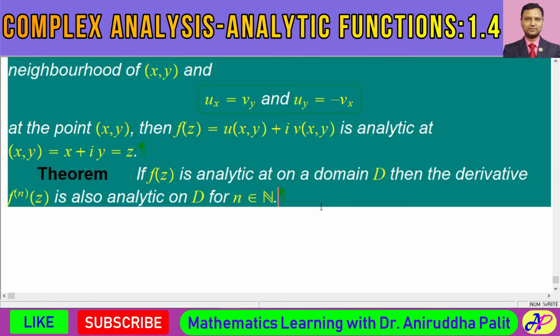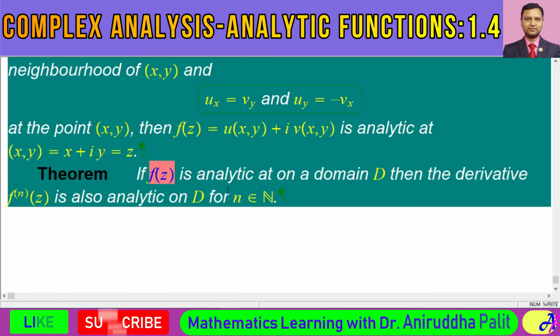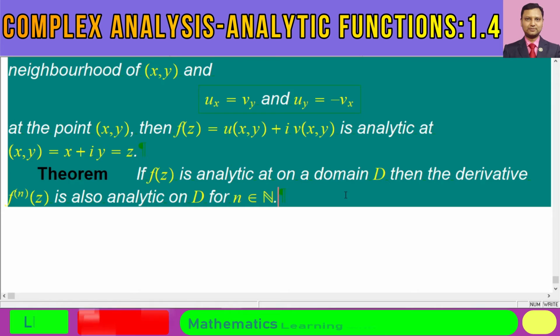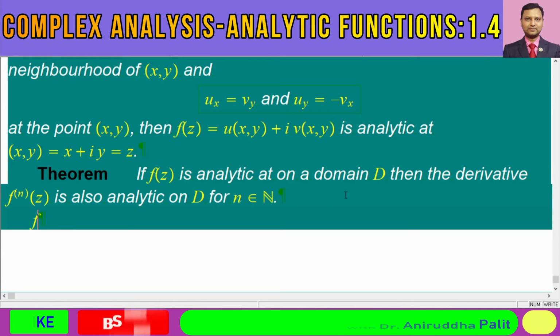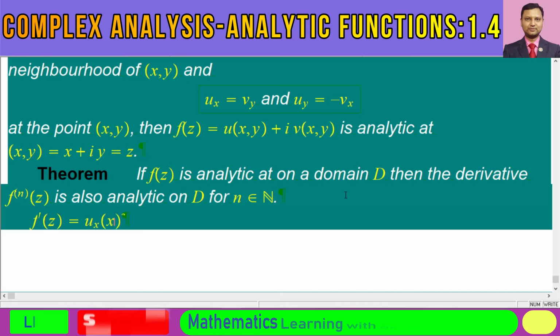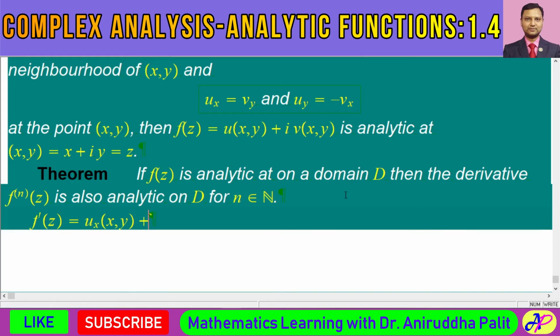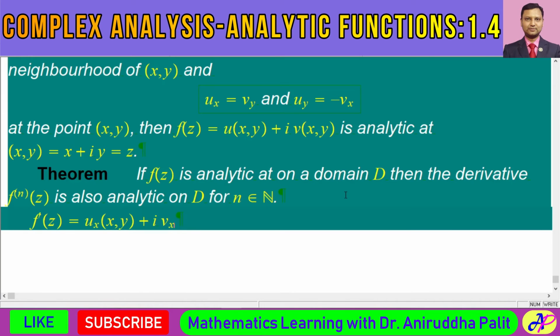Now you see, if the function f is analytic, that means if it is a differentiable function and its higher order derivatives are all analytic, then let us first just simply consider the first order derivative f dash z. F dash z is equal to ux, that is actually a function of x comma y, plus i into the partial derivative vx.